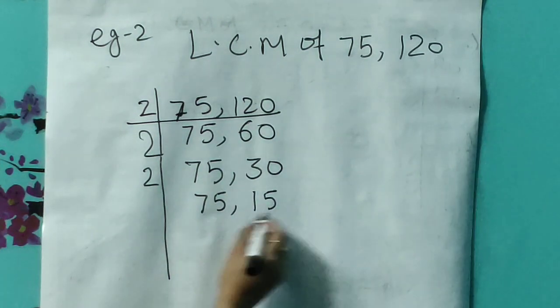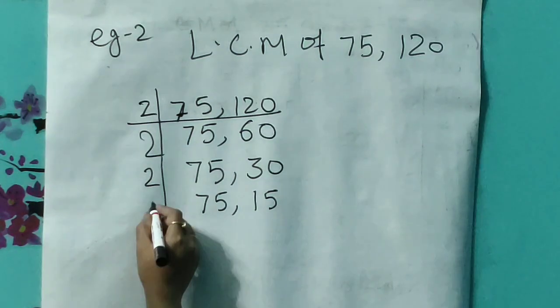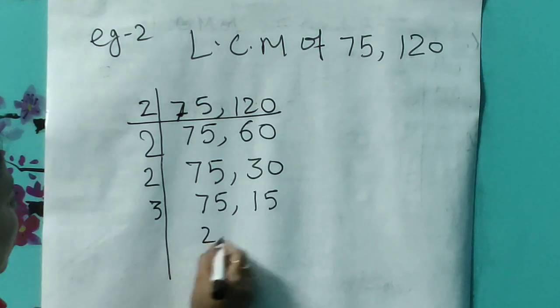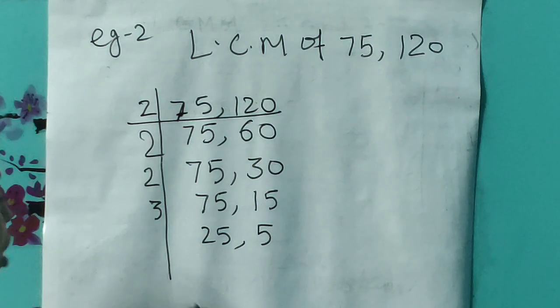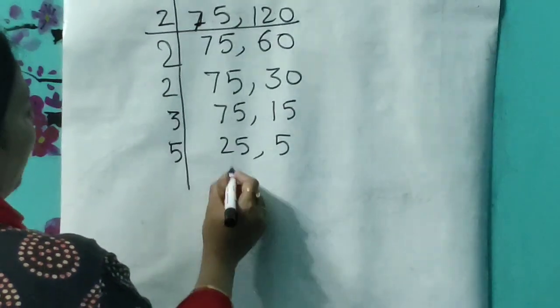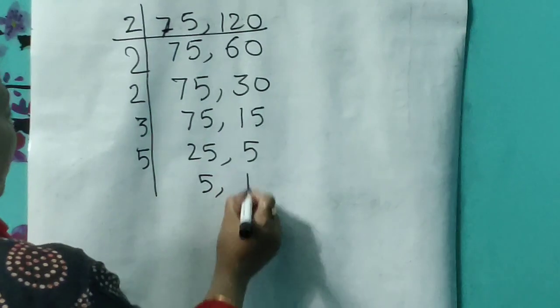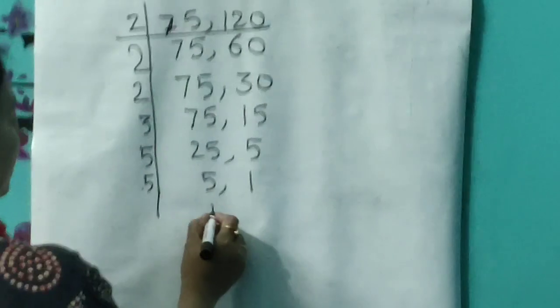Now both the numbers are not divisible by 2, so you take the next number, that is 3. 3 25s are 75 and 3 5s are 15. Now both the numbers are not divisible by 3 either. The next number is 5. 5 5s are 25, 5 1s are 5. Now again this 5 is divisible by 5, 5 1s are 5.